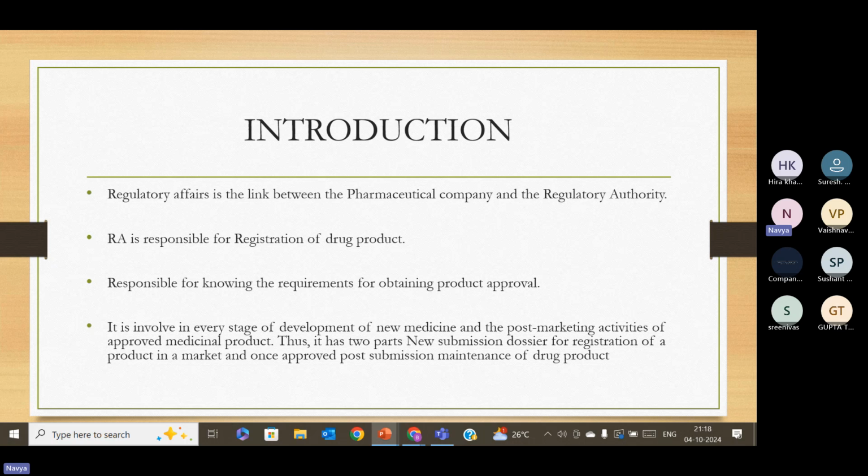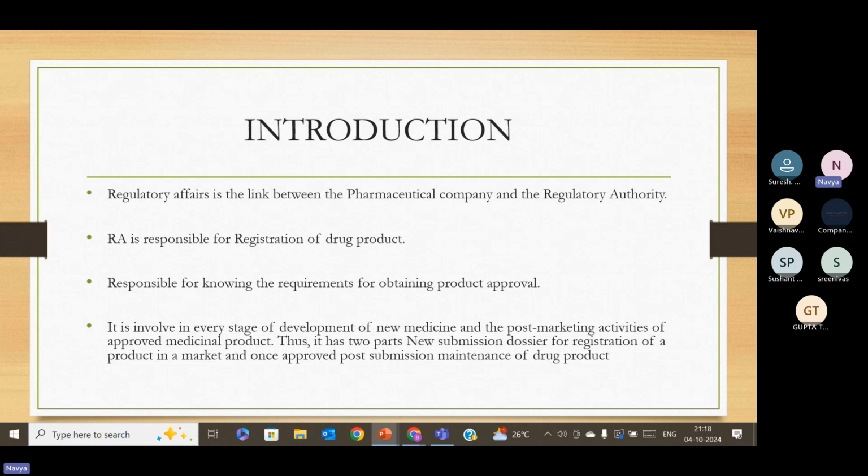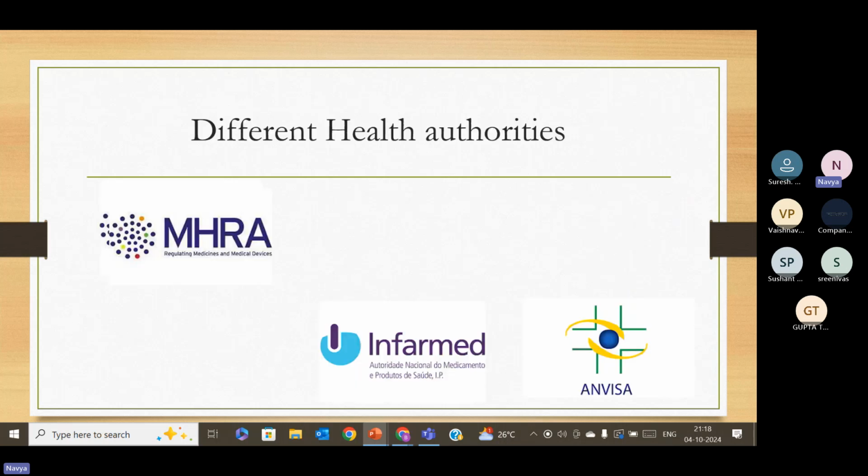One is at the R&D level where new submission takes place, and secondly at post-marketing activities, that is once the product is commercialized. So this is all about just an introduction of RA. Anybody has any query on this? If you have not understood with regards to introduction of RA, you all can ask me questions at any time, okay? There is no issue. Considering you have understood this part, we'll move on to the next part.